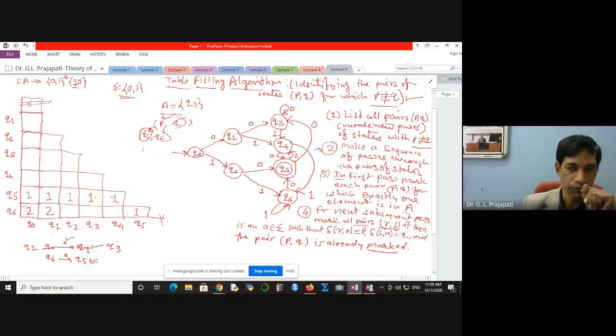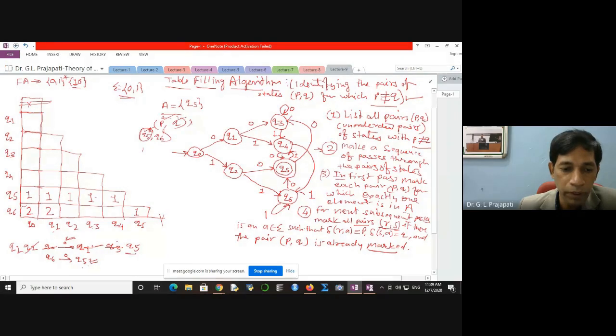So Q1 and Q6, you are also marking. Now you can see whether you can mark Q2 and Q6 or not. So here you have the Q2. Whenever you are at the Q2 and your input is 0, where are you going? From the Q2, your input is 0, you are going to the state Q5. From Q6, input is 0, you are going to the state Q5.